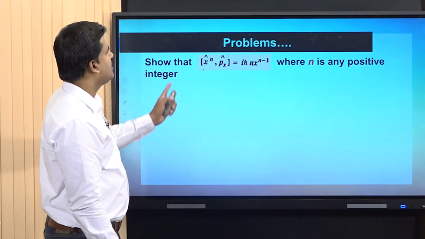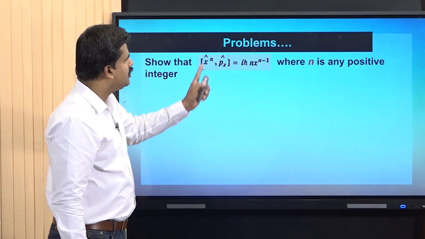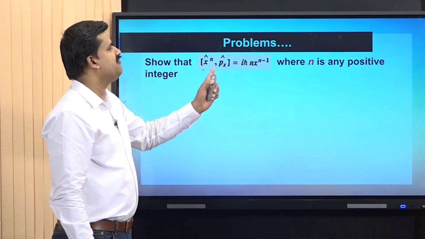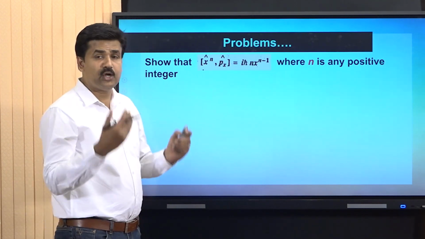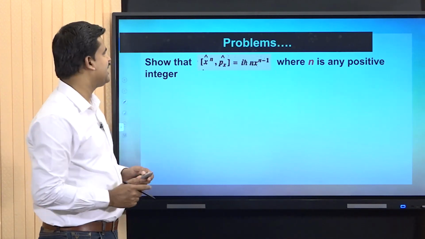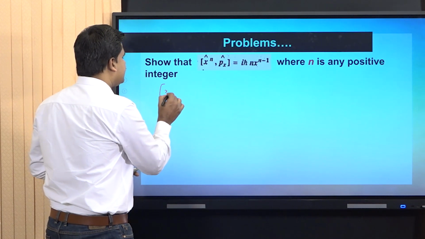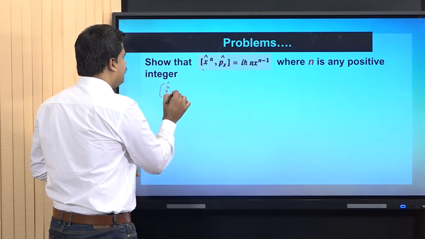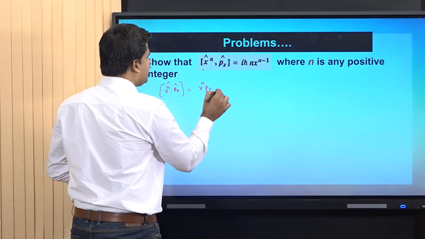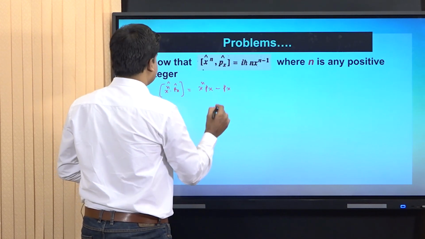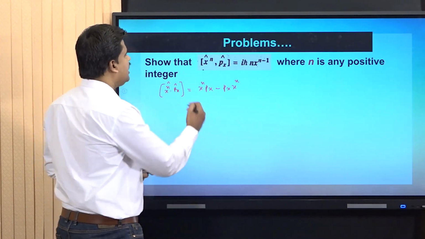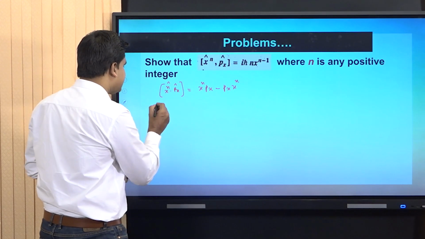Now another problem, we have to prove [x raised to n, px hat] is equal to i h cross n into x raised to n minus 1, where n is any positive integer. This is an analogous problem as we have done in the previous case. Therefore, I am moving to the solution directly. That is, the commutator [x raised to n hat, px hat] equal to x raised to n px minus px x raised to n, where n is any positive integer. I am putting f of x on both the sides and proceeding in a similar way.